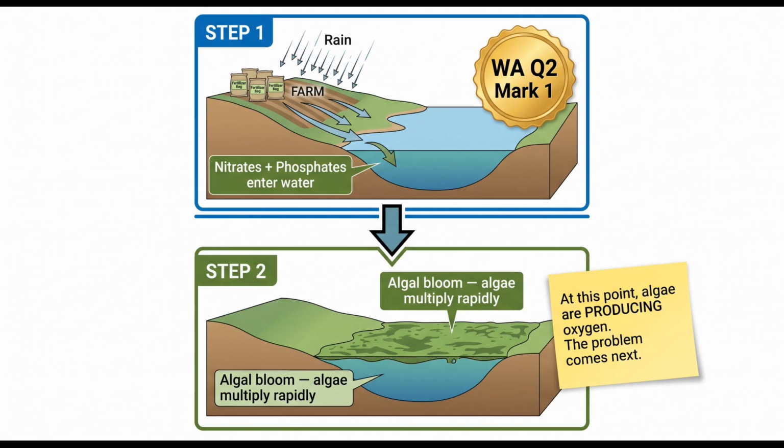Now, this is important. At this point in the sequence, the algae are alive, and living algae are photosynthesizing. They are actually producing oxygen. The bloom itself is not the oxygen problem. The oxygen problem comes in steps 3 to 5. Do not forget this. It is the answer to the misconception we address on slide 15.